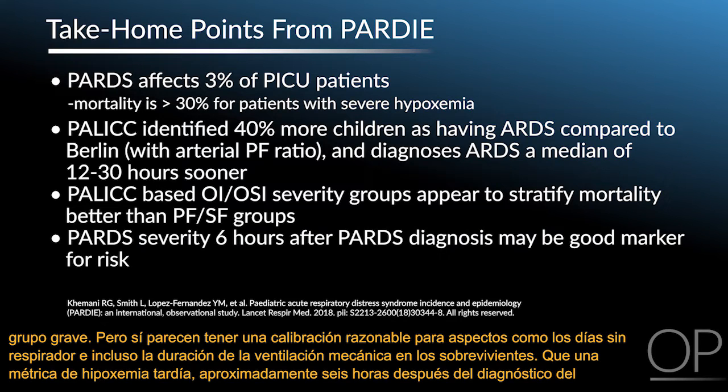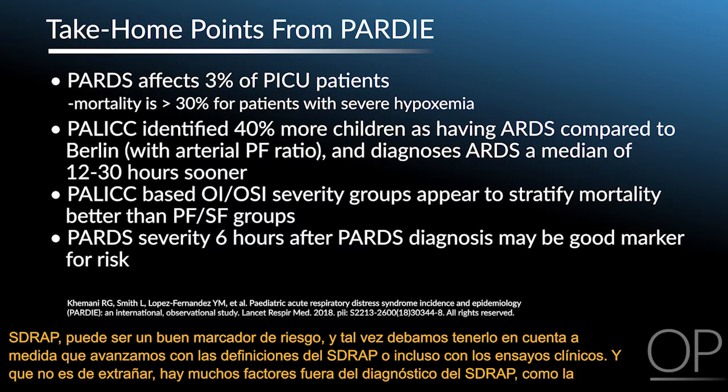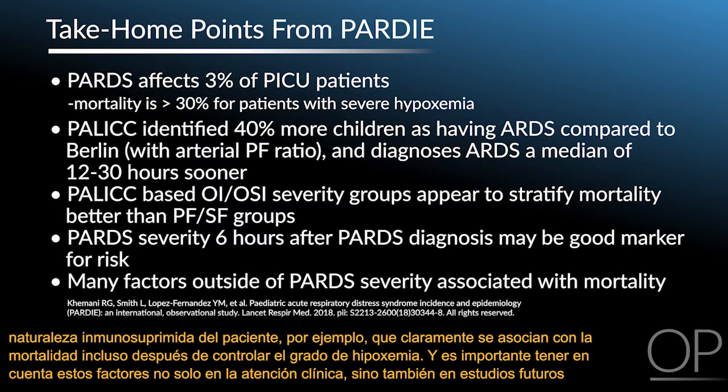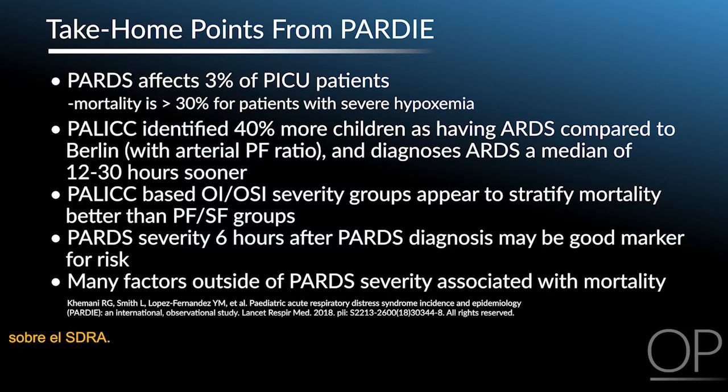That a delayed hypoxemia metric, roughly at, let's say, 6 hours after PARDS diagnosis, may be a good marker of risk, and maybe we need to consider that as we move forward with PARDS definitions or even clinical trials. And that, not surprisingly, there are many factors outside of the PARDS diagnosis, like the immunosuppressed nature of the patient, for example, that clearly are associated with mortality even after controlling for the degree of hypoxemia. And these are important to think about in not only clinical care, but in future studies in ARDS.